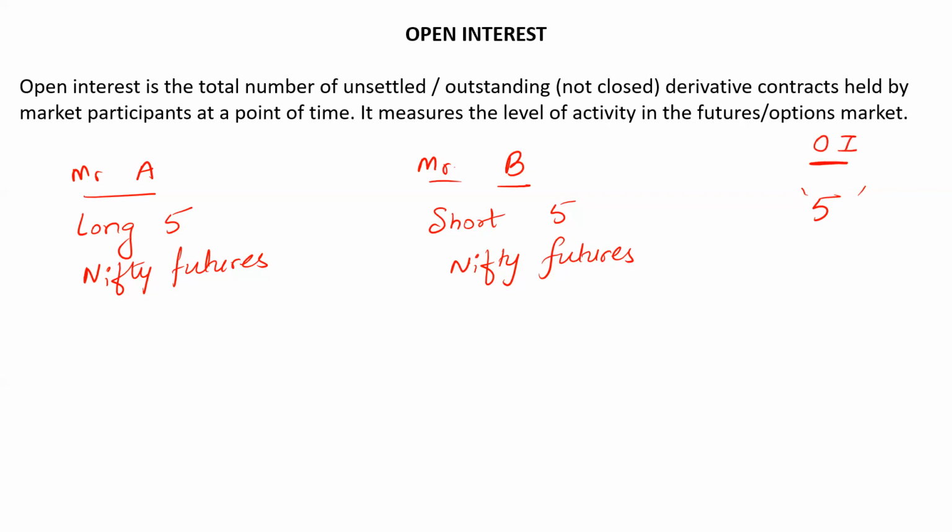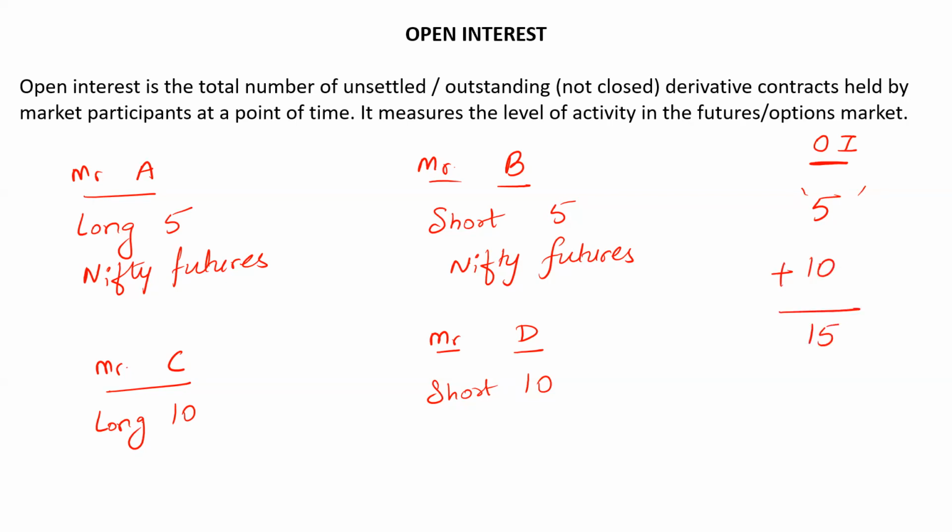To add on to this, let's say I have Mr. C and I have Mr. D. Mr. C is going long on 10 contracts. D is going short on 10 contracts. So now there is an addition of 10 new contracts coming into the market. So in total we have 15 contracts that are outstanding and that are not closed. So open interest refers to the number of contracts that are currently active in the market.